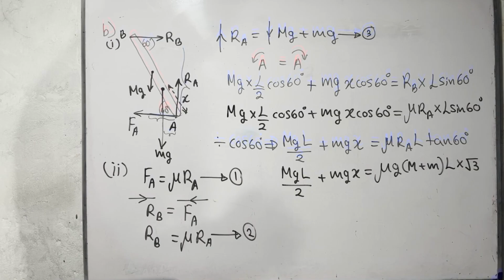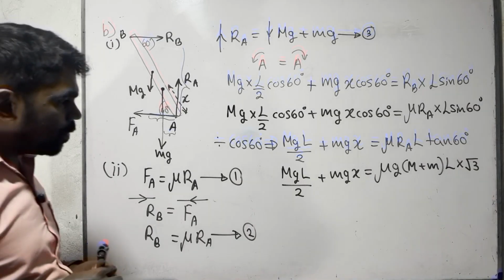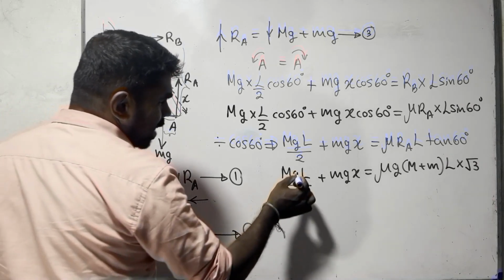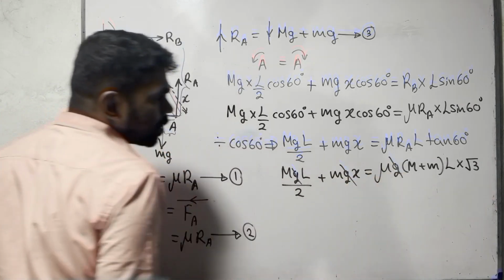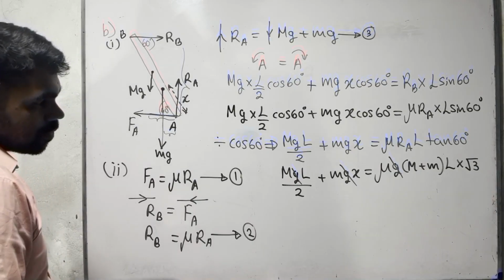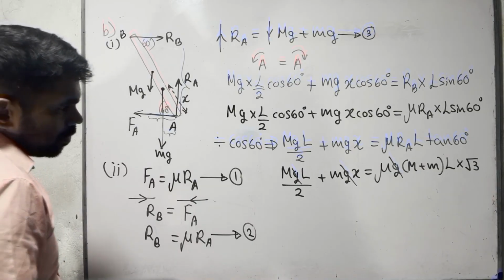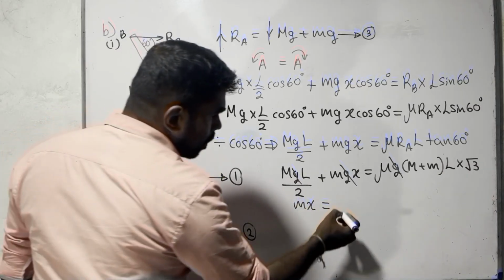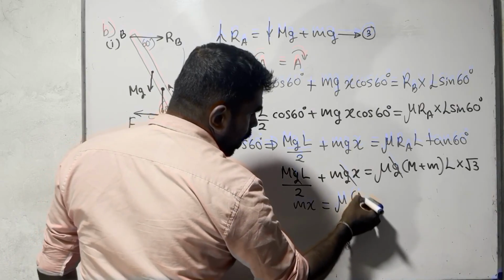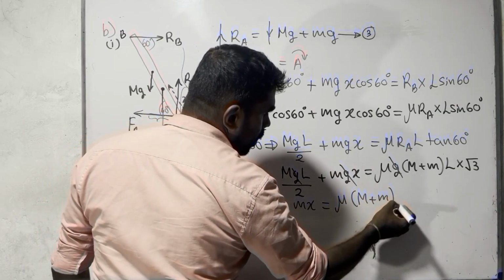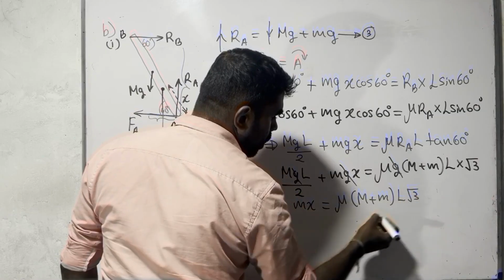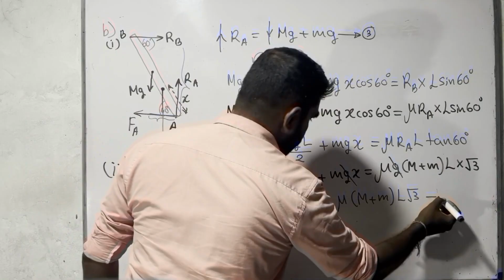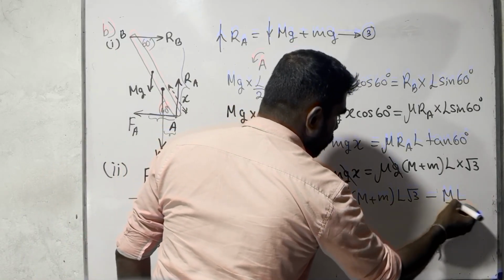Now we can make x the subject. Before that, we can cancel out g from all three terms. Then mx equals mu times capital M plus simple m, L root 3, minus this term, ML over 2.